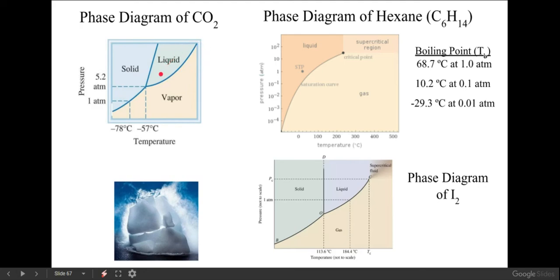Here's a look at carbon dioxide. Dry ice is called dry ice because when you hold it in your hands, and it might hurt for a second, it doesn't get your hands wet because it naturally goes straight from a solid to a gas, because it has a really high triple point of 5 atmospheres. At 1 atmosphere, it just goes straight from solid to a gas. To get liquid CO2, you'd have to pressurize it past 5 atmospheres. Again, here's hexane, here's iodine, and these values change depending on the substance.